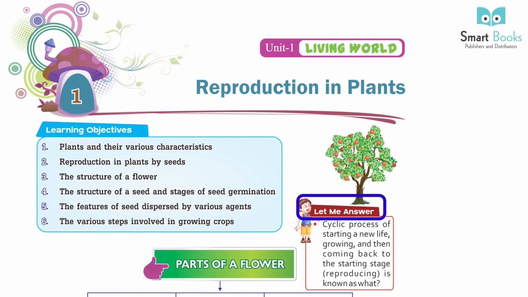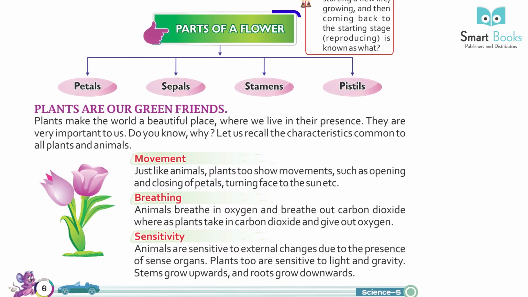Let me answer. The cyclic process of starting a new life, growing and then coming back to the starting stage, reproducing, is known as what? Parts of a flower: petals, sepals, stamens, pistils.